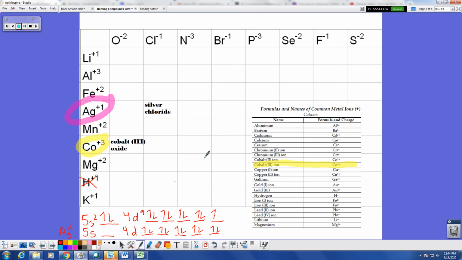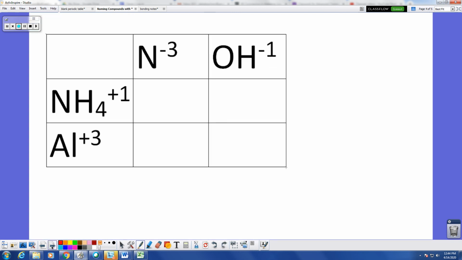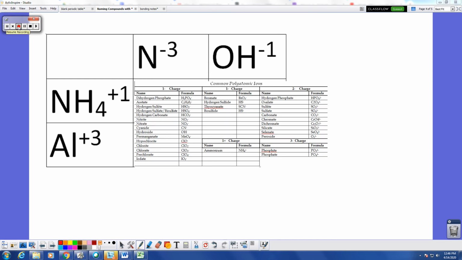Okay, so again, you're going to pick 20 of these boxes, you're going to fill in the names, and then we're going to look at what if we have polyatomic ions. Okay, so polyatomic ions, let me get another little shot here, let me pause this. Okay, so I went and got that image.